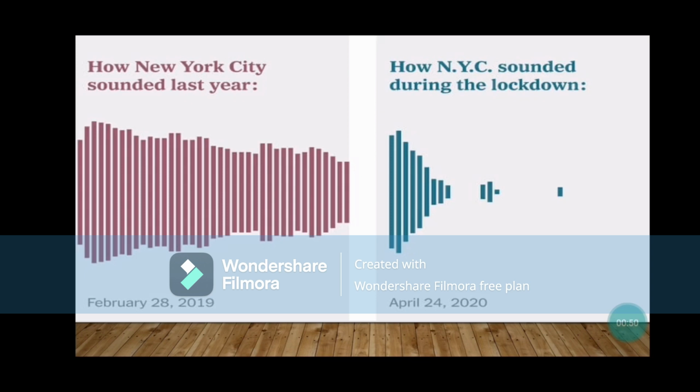This was how New York City sounded last year. For example, if we take February 28, 2019, it sounded like this. But during lockdown 2020, 24th April, it sounded like this. So this picture shows the effect of pandemic on noise pollution.